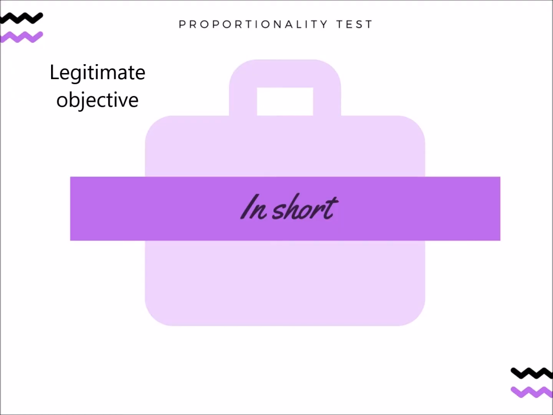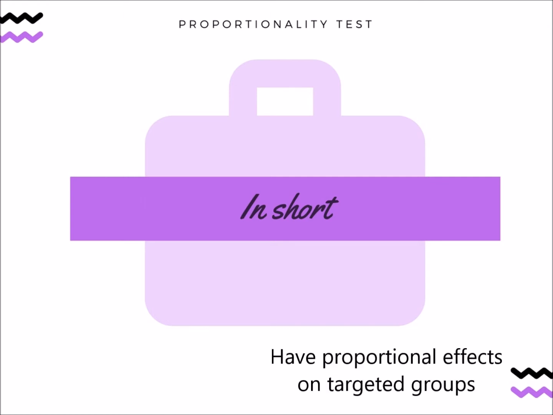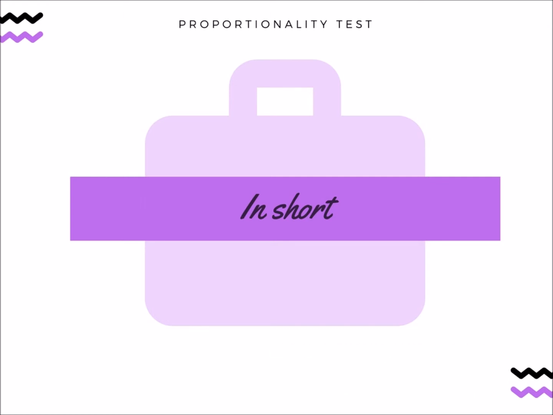In short, the law must have a legitimate objective, be adequate, necessary, and have proportional effects on those targeted.